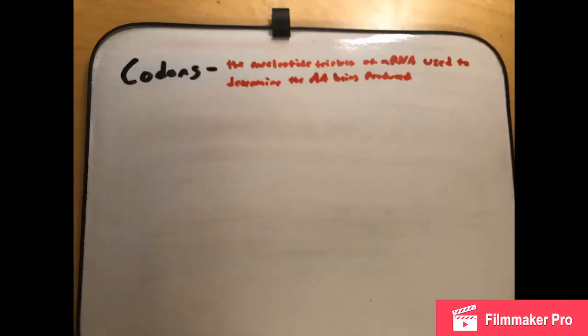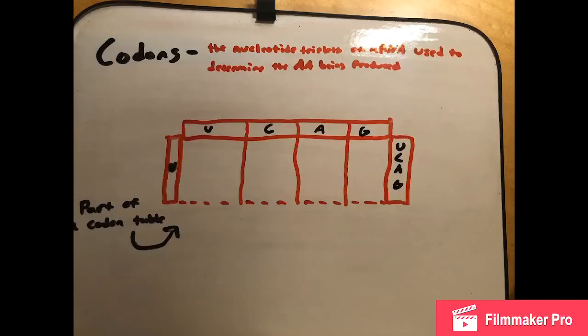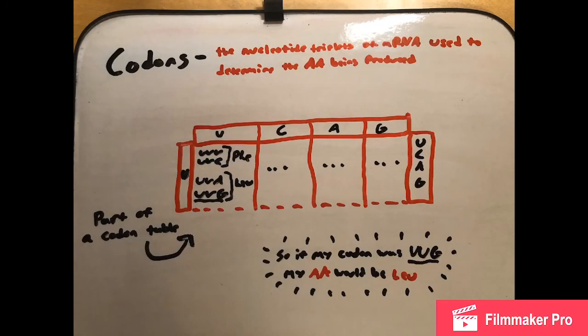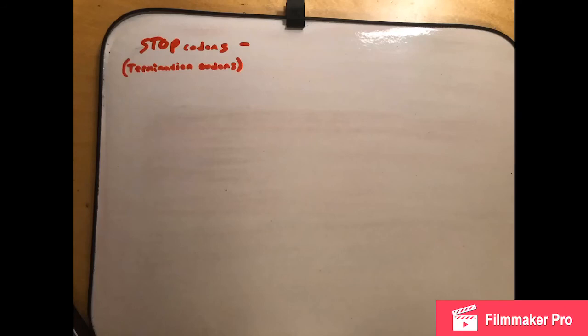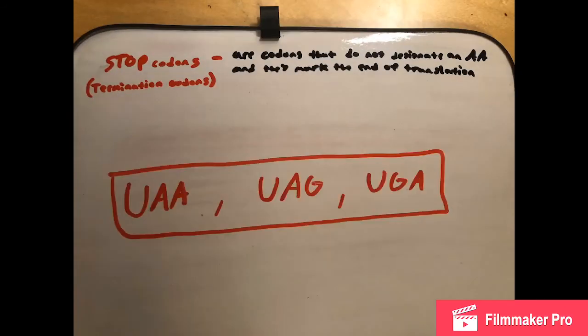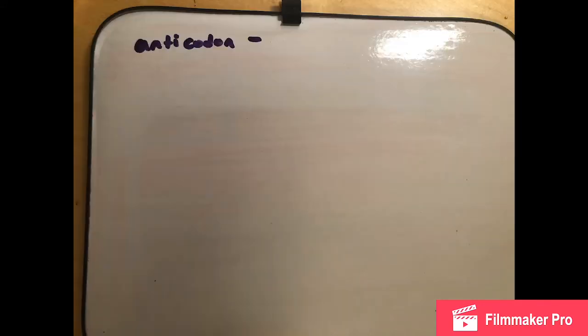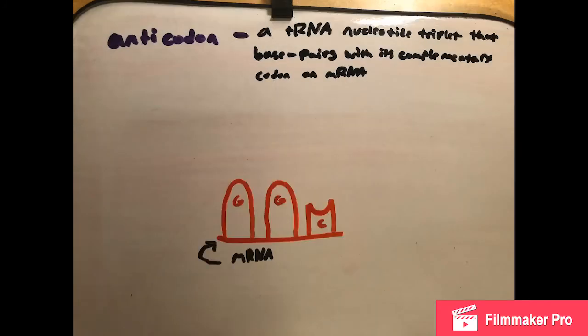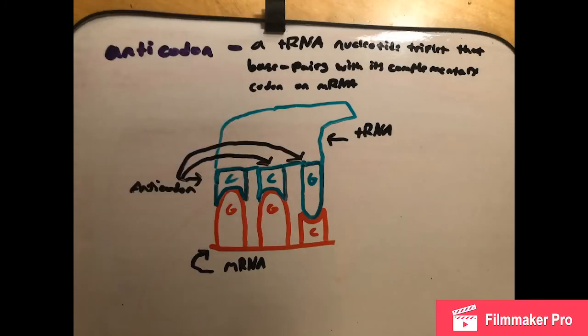The codon is the nucleotide triplet of mRNA used to determine the amino acid being produced. Stop codons, or termination codons, are codons that do not designate an amino acid and they mark the end of translation. An anticodon is a tRNA nucleotide triplet that base pairs with its complementary codon on the mRNA.